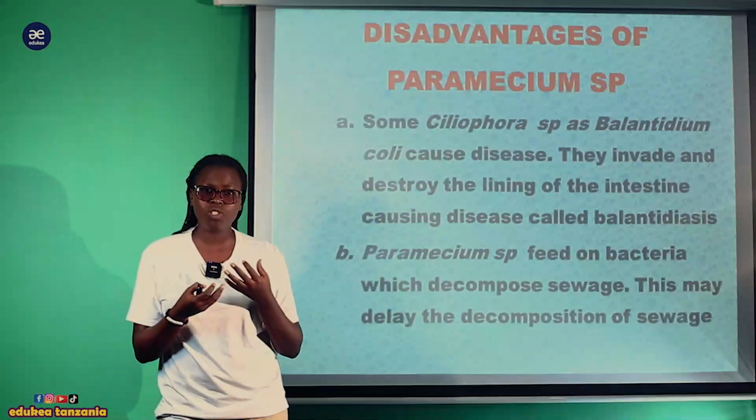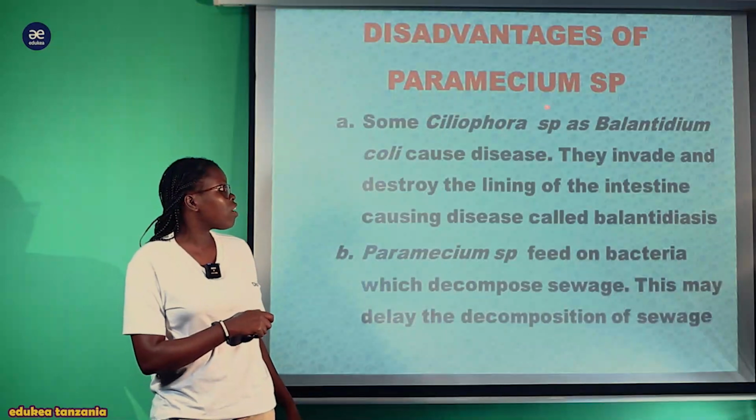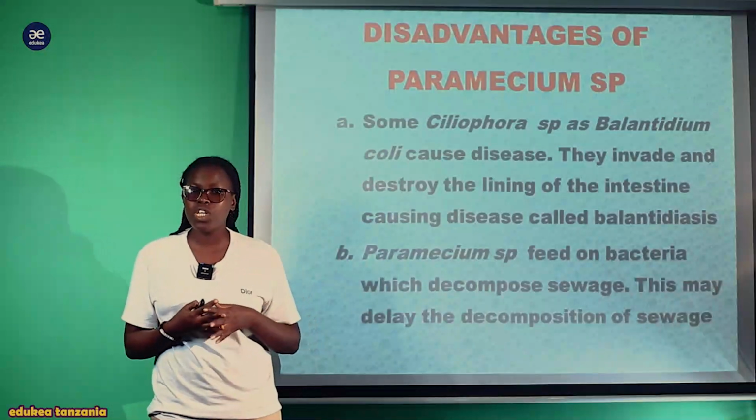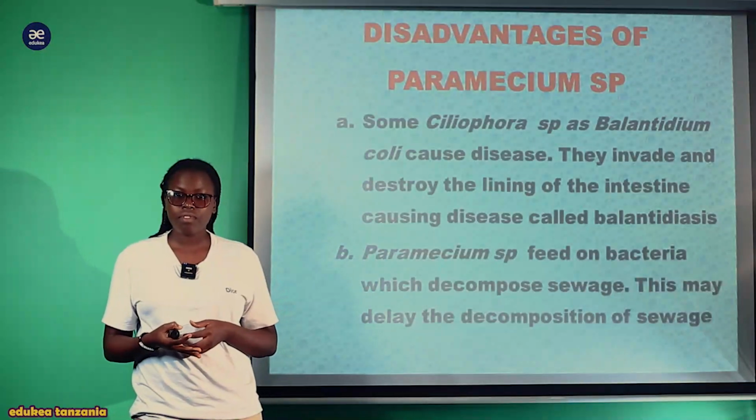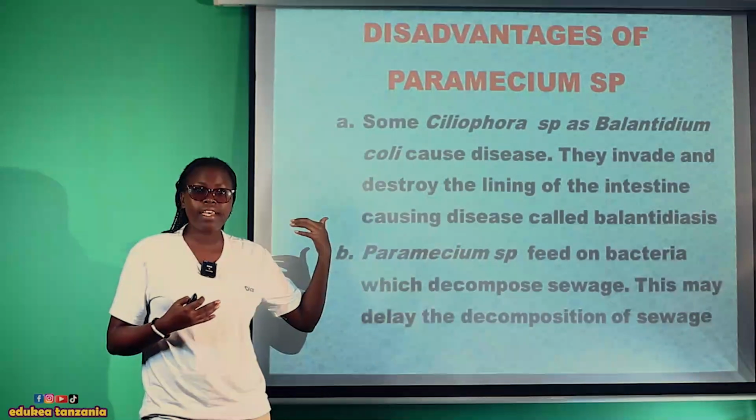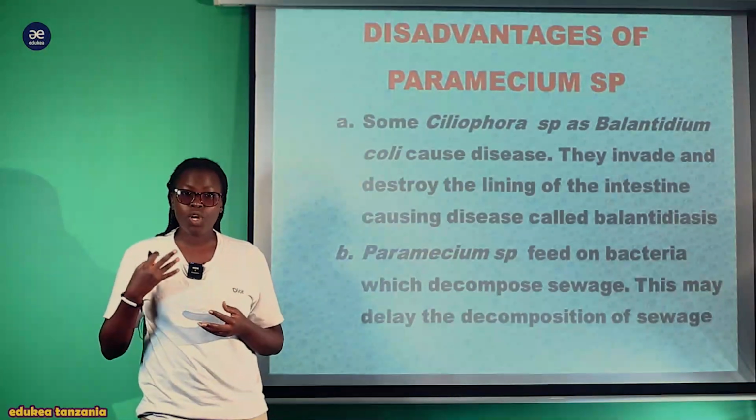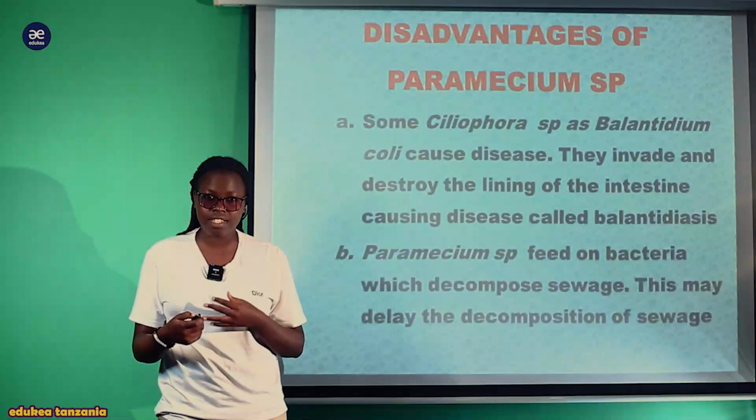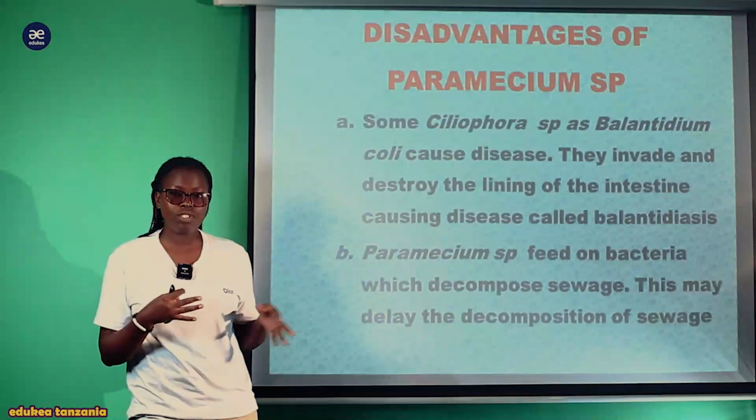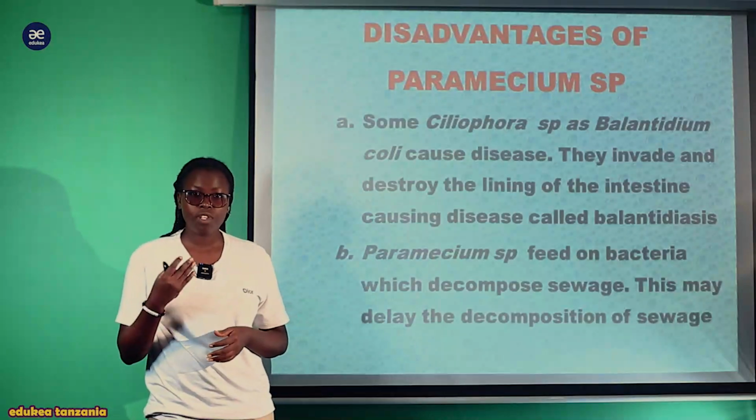Now, what are the disadvantages of these paramecia species? The first one, some ciliophora species, for example Balantidium coli. This Balantidium coli is found within the body of the pig. So people who eat a lot of pig suffer from this particular kind of protozoa called Balantidium coli, which can lead to a disease called balantidiasis. So make sure that when you eat pig, it is well fried and cooked so as to avoid the disease or infection from this particular kind of paramecium species.